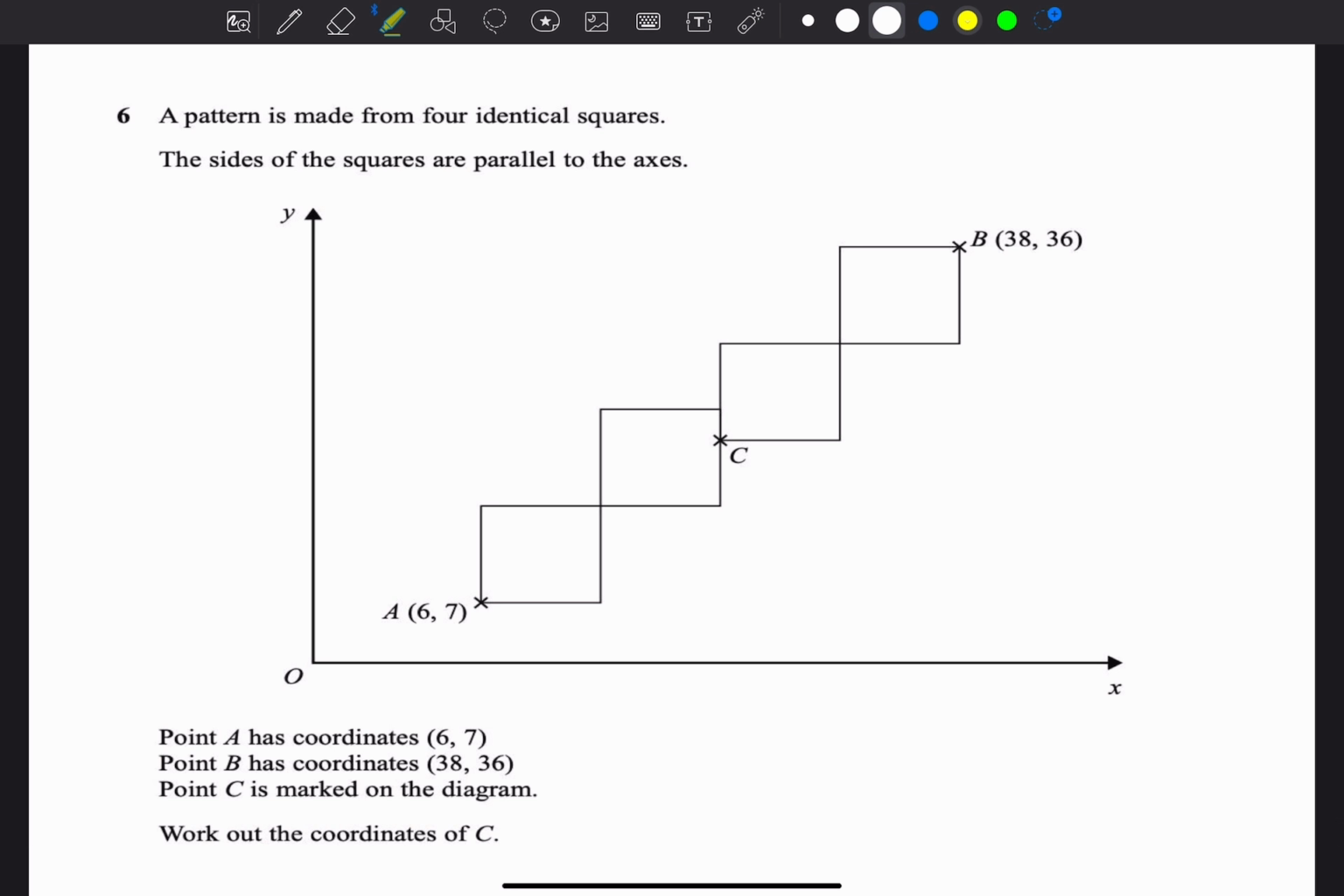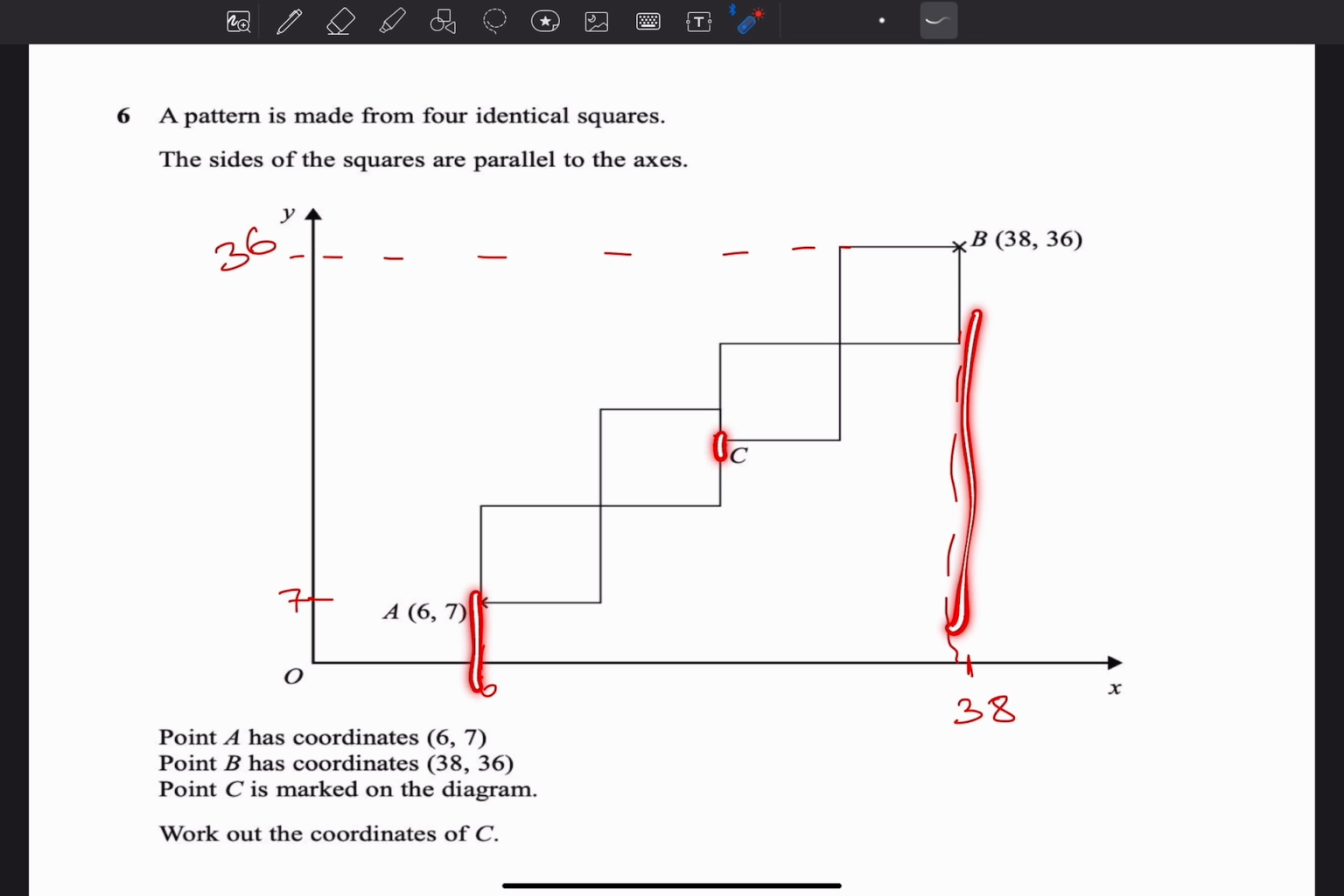Point A has a coordinate of, roughly, here 6, here roughly 7. What's that? That is somewhere here, isn't it? Roughly 38, somewhere there. What's that? 36. If you notice, this one in the middle is the midpoint. It's exactly in the middle. What's the middle of that then roughly? 6 add 38, 44 divided by 2 is 22. Okay, got it.